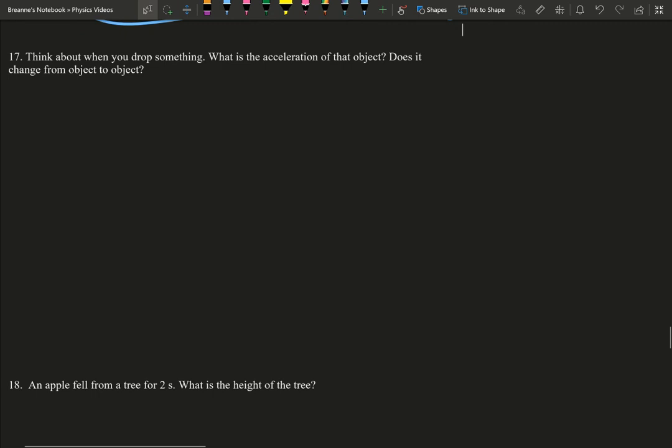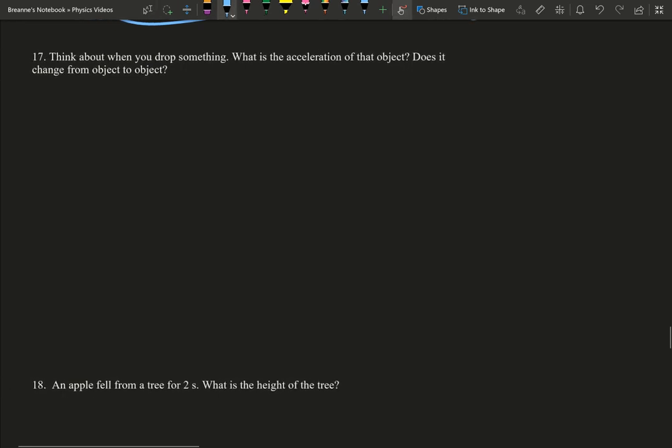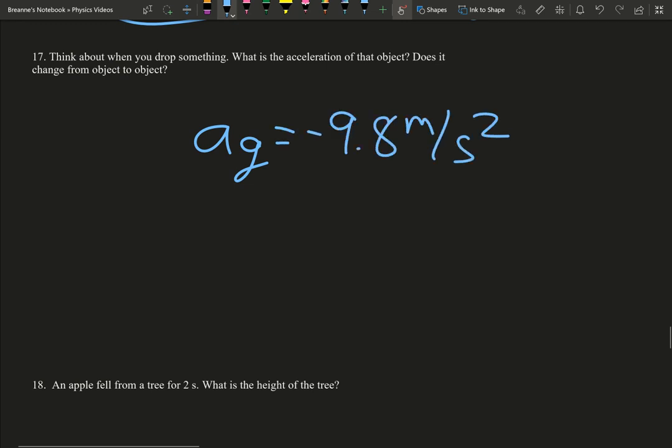Think about when you drop something. What is the acceleration of the object? Does it change from object to object? So your acceleration due to gravity is negative 9.8 meters per second squared. It's negative because it goes down, and that's the same for every single object.